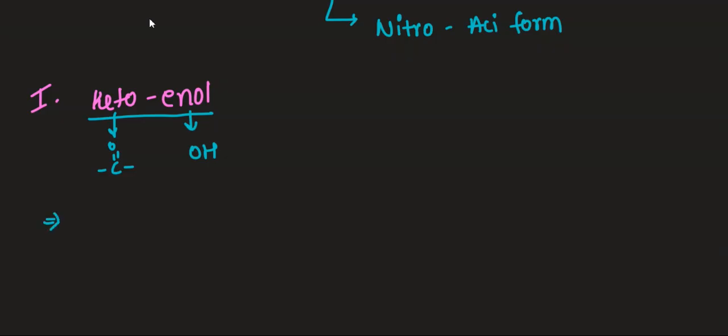Now, under which condition can you say that the given question will show keto-enol tautomerism? What is that condition? The first condition is, whenever you see this C double bond O, it may be an aldehyde or it may be a ketone.